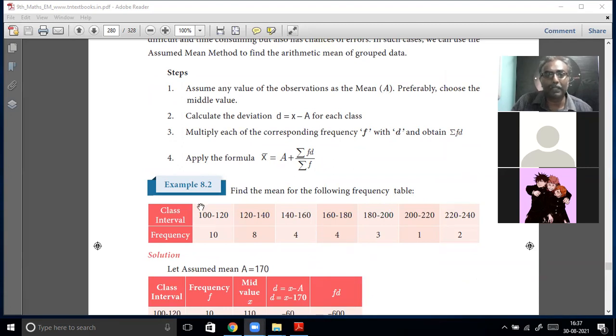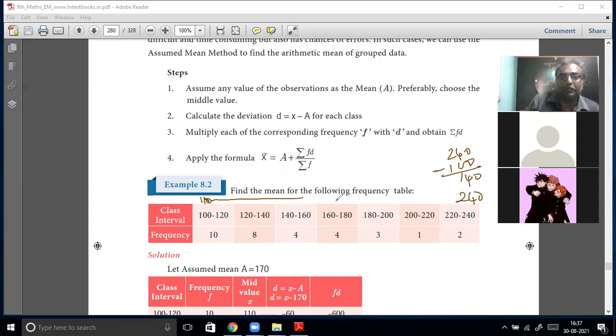Now look at this example 8.2. 100 to 240 is there. So the range is 140. So you take a midpoint, which will be 70. Understand? This range starts at 100, this ends at 240. So 240 minus 100 is what? 140. So 140 by 2 will be 70. So you take 100 plus 70. You just assume this. I don't think it will be the real mean. So you take the assumed mean as 170.